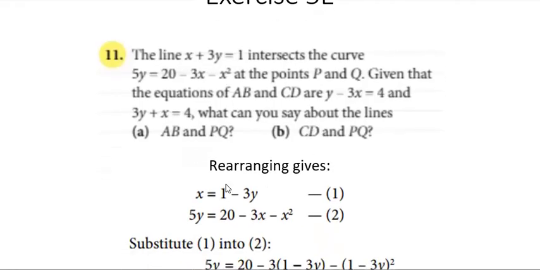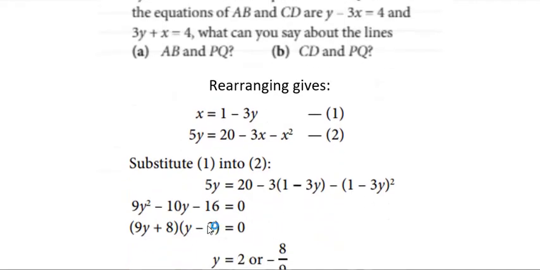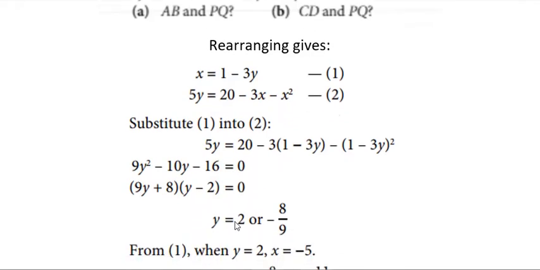So let's look at how it is done. We have rearranged this equation. It gives us x is equal to 1 minus 3y. And this is the equation of the curve. So we substitute the value of x here in place of x. Look how it is done. And then we rearrange this equation. It comes out to be a quadratic equation, and we factorize the quadratic equation and we get the value 2 or minus 8 over 9.